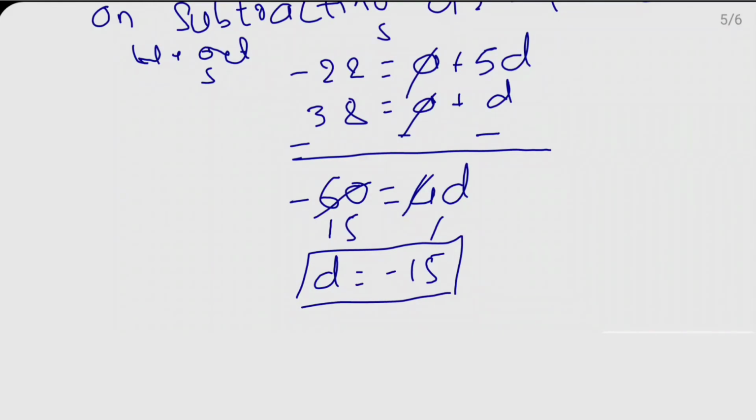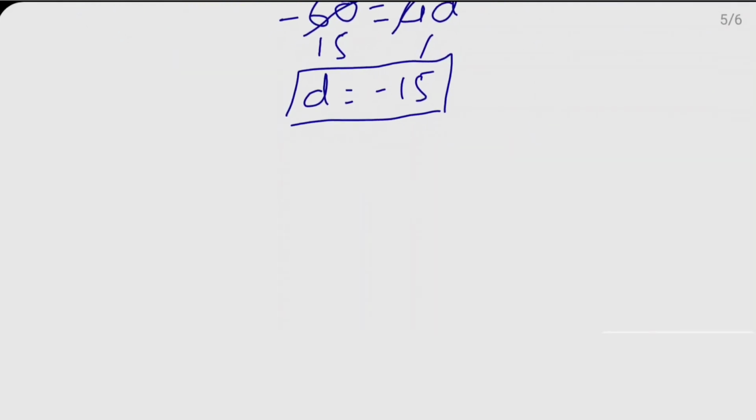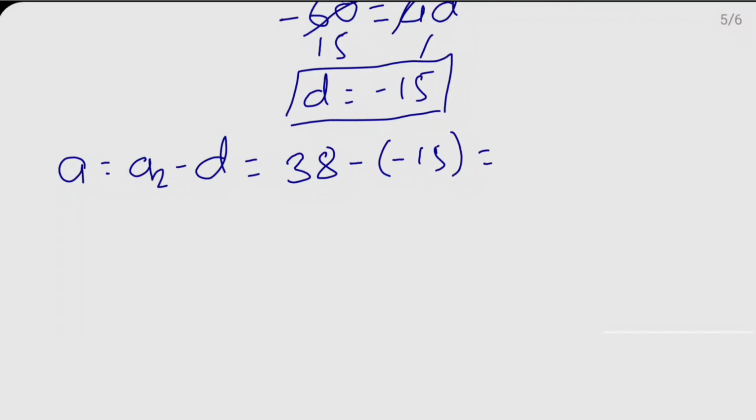So here we got the d value. So now find out the first term. So a equals a2 minus d. From the second term minus the common difference we get the first term. So a2 is given, that is 38 and minus d is -15. So now 38 minus into minus, plus 15. So add these two, we got 53. Is it clear?